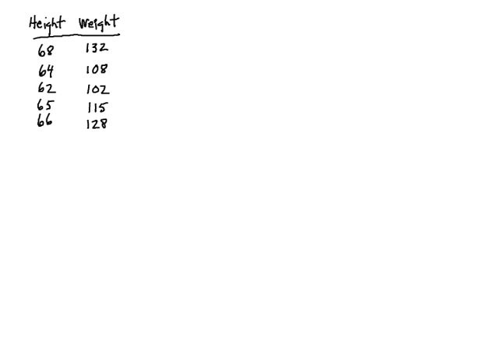So in this problem, the following data was collected on height and weight of women swimmers. And the first thing we need to do is to develop a scatter diagram for this data with height as the independent variable and weight as the dependent variable.